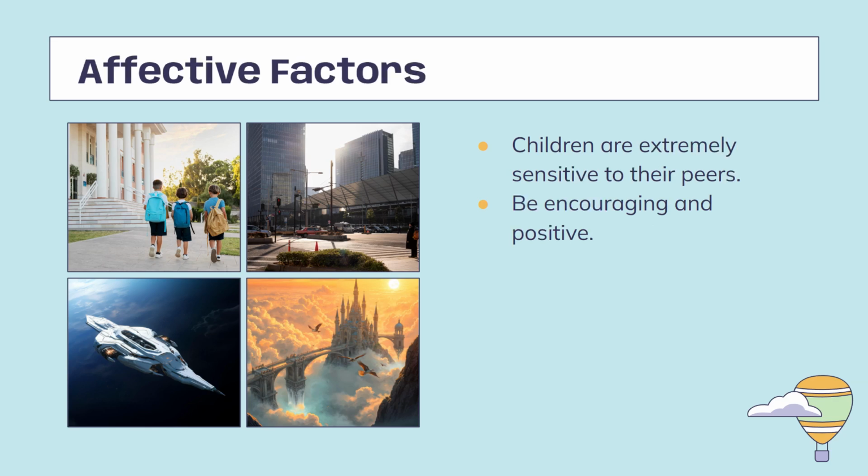For the next point, affective factors. Children are very sensitive to how their peers react, and this can affect their confidence and participation in class. They also need encouragement and positivity from the teacher to feel motivated. For example, if a child makes a mistake while answering, instead of letting others laugh or ignoring it, the teacher can say, "Good try, I like how you're thinking," and then guide them to the correct answer. This way, the child feels supported and stays confident.